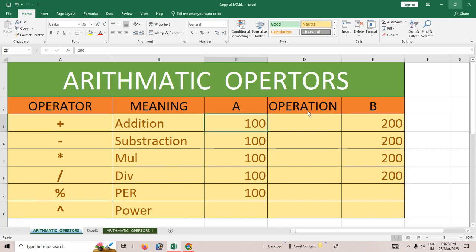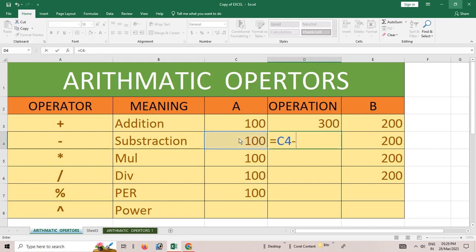First is the addition. Here, operation: equals C3 plus E3. Press enter. This is nothing but 300.